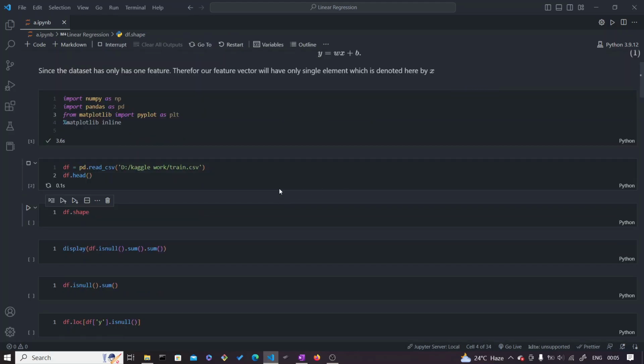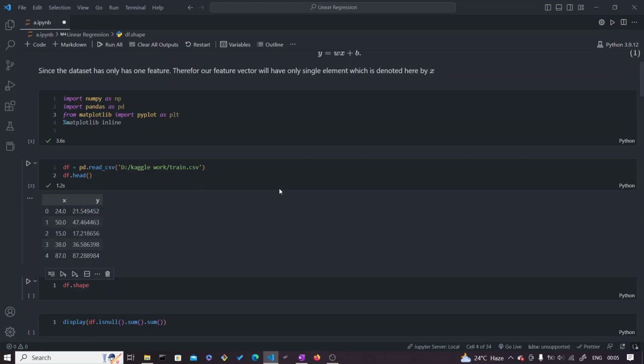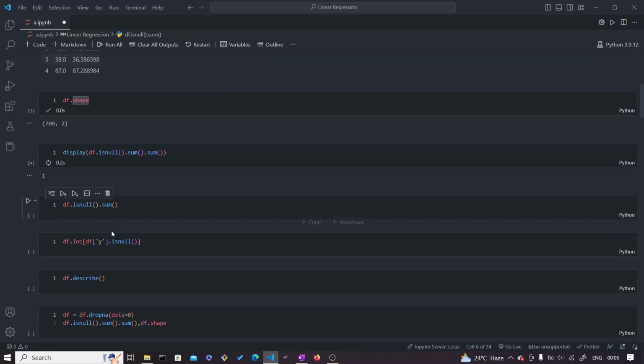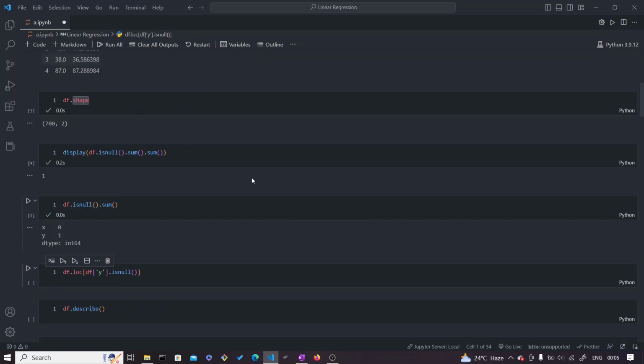Right. So we have only one x and one y, so we have only one variable, and we have the corresponding y value. Let's check the shape. We can see there is only one null value, so we'll remove it.